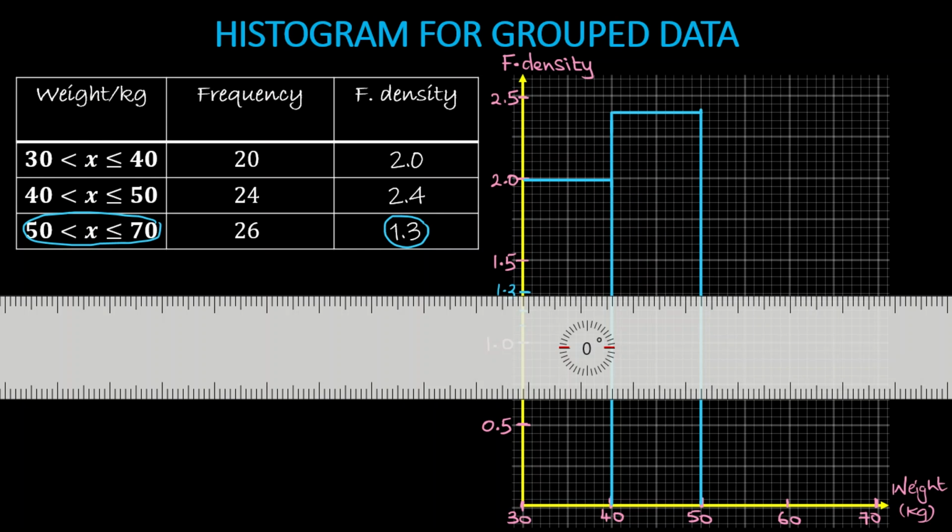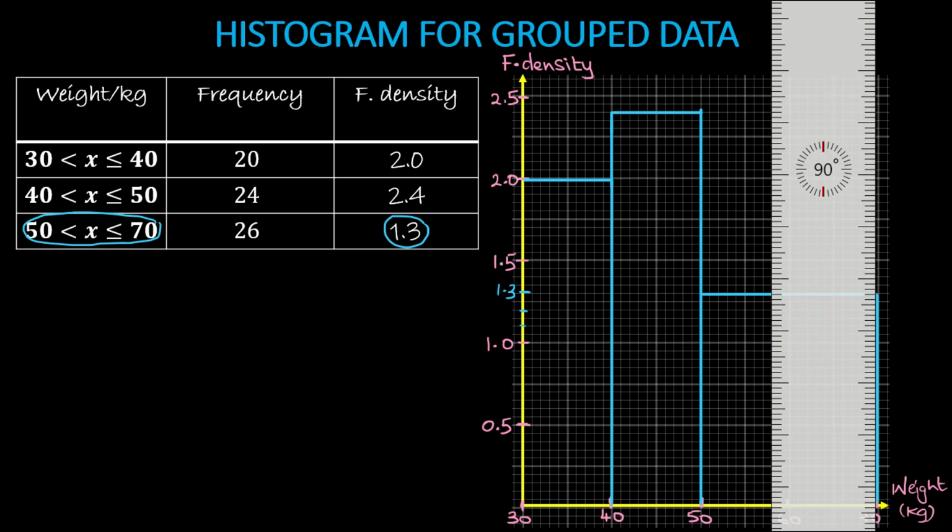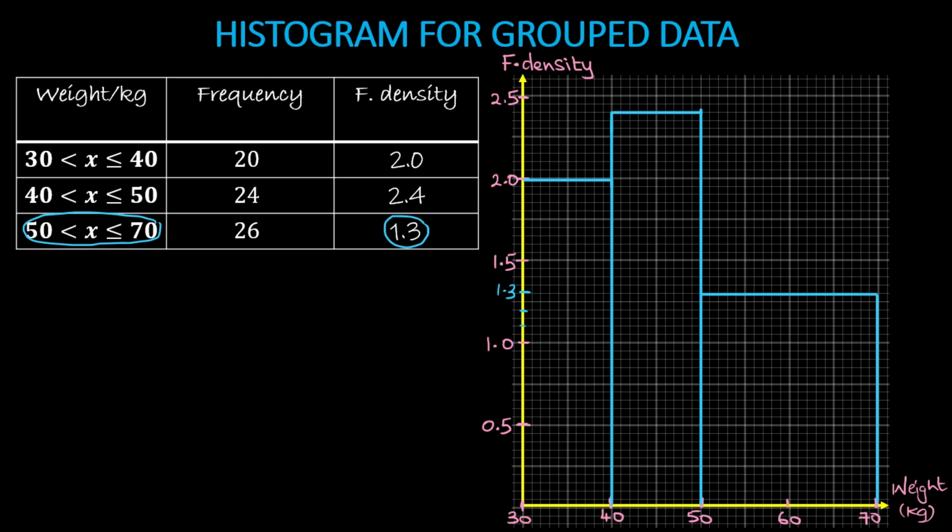I draw the horizontal line up to 70, and now I rotate the ruler, right, and here we are with our histogram, right. So this is how we draw a histogram by inserting frequency density against the interval, right.